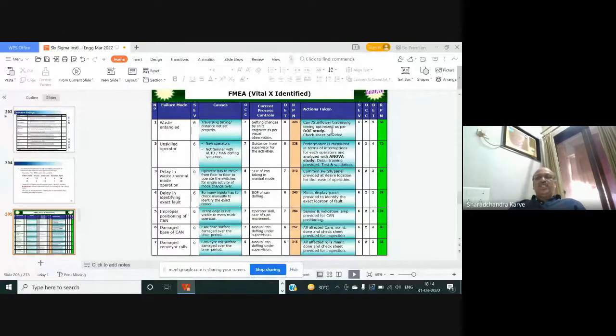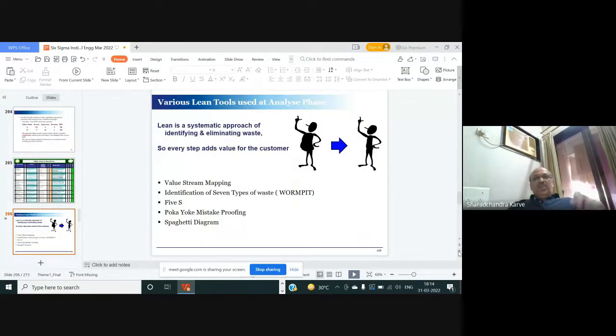As you see, there is a relation between this X and your Y. The Y will automatically improve as you have a mitigation plan in place to improve or to reduce the occurrence of a failure mode. So this is how FMEA works.